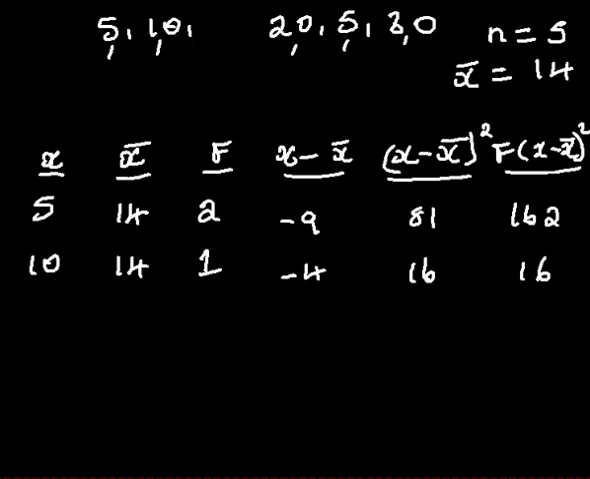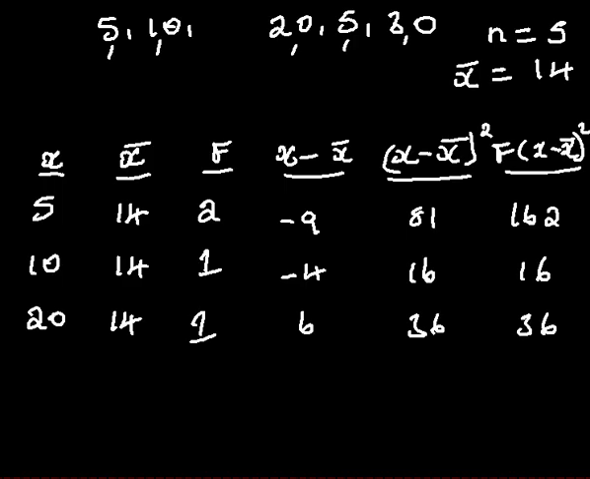Then we have another value, which is given as 20. The mean remains the same, which is 14. And 20 minus 14 should be 6 here. The frequency is 1. And what is 6 to the power 2? That is 36. And 36 times the frequency, which is 1, is the same as 36.